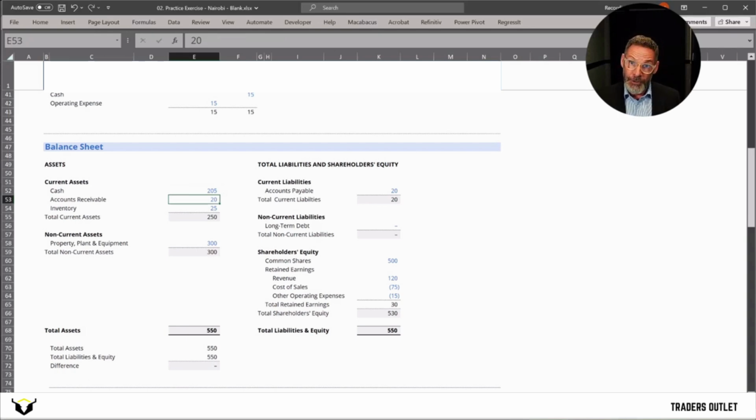Now it's your turn. Have a go at the next activity. Download the sheet and see if you can complete the balance sheet. And then once you've had a go, click Next, and I will debrief the activity with you. See you in a few moments.